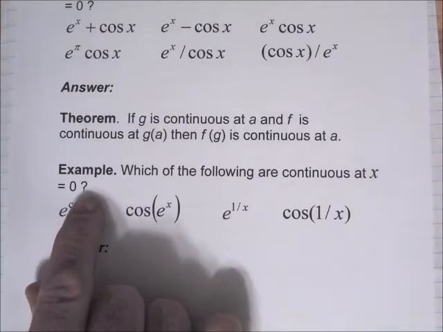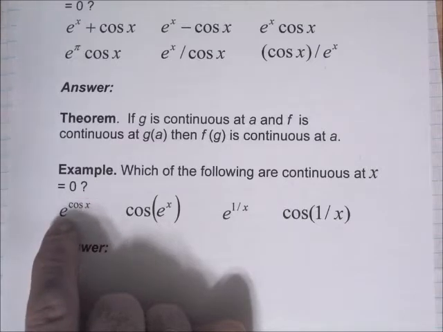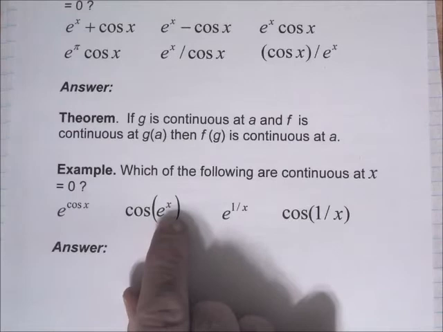So the question is which of these are continuous at 0. Cosine is continuous at 0. Cosine of 0 is 1. Exponential is continuous at 1, so that's continuous. e to the x is continuous at 0, and the cosine is also continuous at 0.